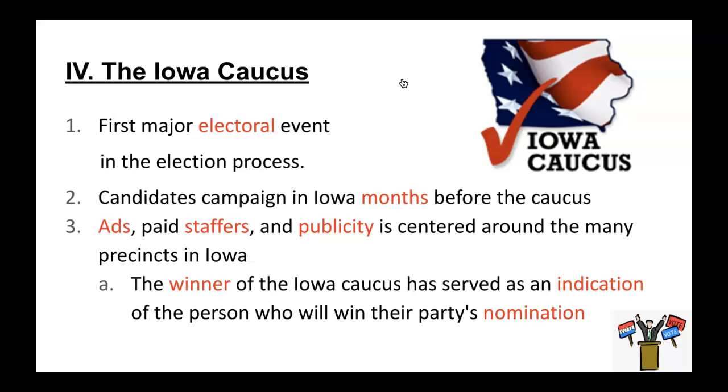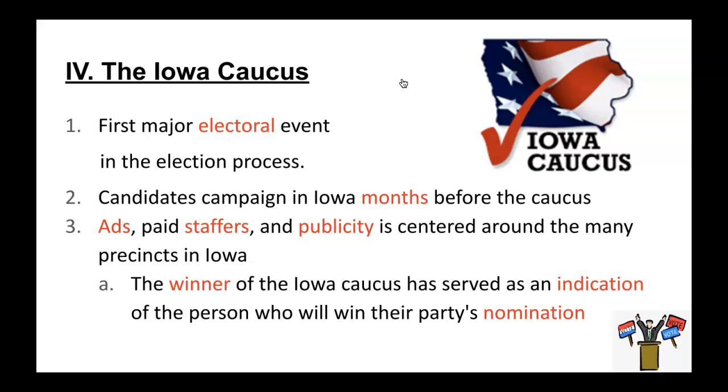Another thing about the Iowa caucus that's really important is that it's the first major electoral event in the election process. Candidates campaign in Iowa way before the actual general election takes place. Now, the ads that are put there and the paid staffers and the publicity events that are launched there do in fact try to get as many voters as possible to care about their candidacy. And like I said before, the winner of the Iowa caucus has served as an indication of who will be successful in other primaries and then also maybe even be the party's official nominee later down the road.